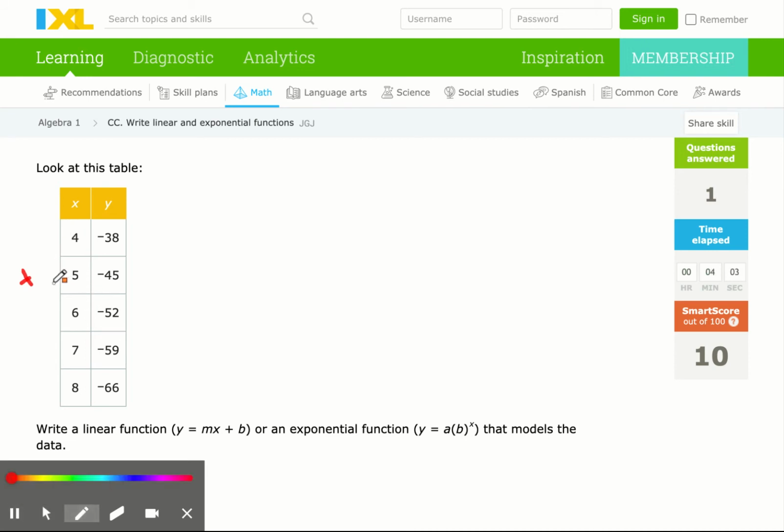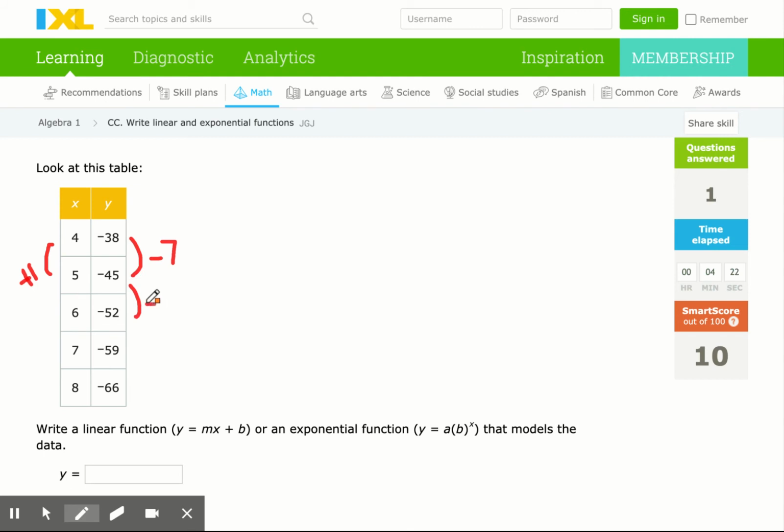Now, if you look at this one, you are still going up by 1 each time, so 4 to 5, 5 to 6, that's plus 1. But now I have to figure out how I am going to go from a negative 38 to a negative 45. Well, I could subtract 7 here, and I'll get to negative 45. And then if I subtract 7 again, I'll get to negative 52. So since I'm subtracting the same number each time, this must be linear.